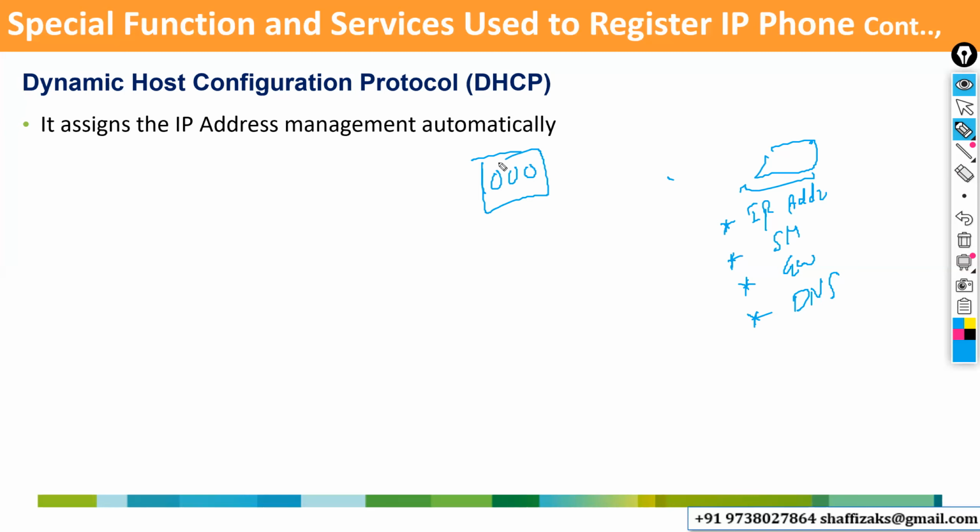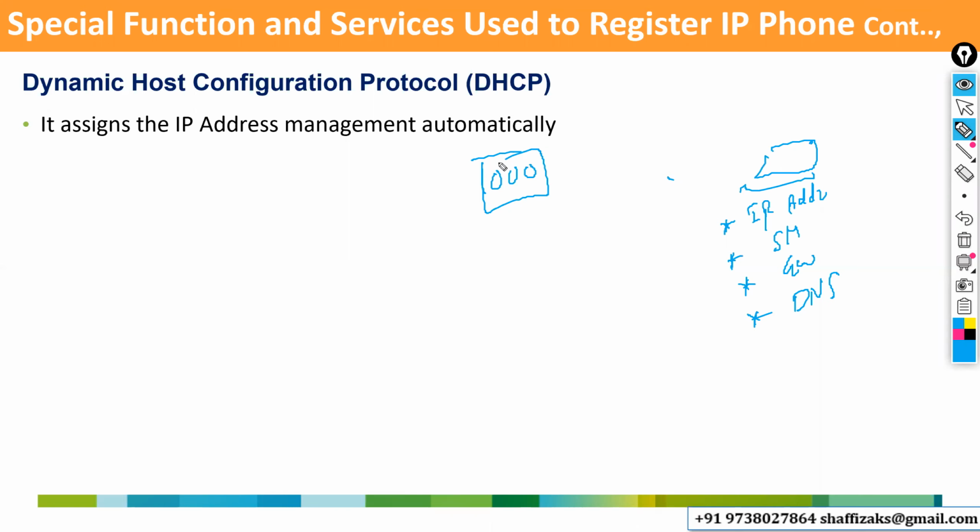Another thing: tomorrow you are changing the gateway address. For example, you have manually assigned all the 1000 computers, and after a few days I'm changing the gateway address. Then again, for all these 1000 computers I have to go and change the gateway address. Or if the DNS address is changed, again you have to go to all these 1000 computers and change the DNS address. Yes or no? Assigning and managing is very difficult, right?